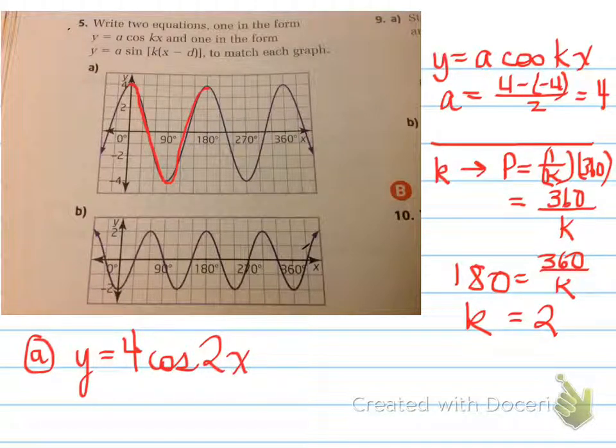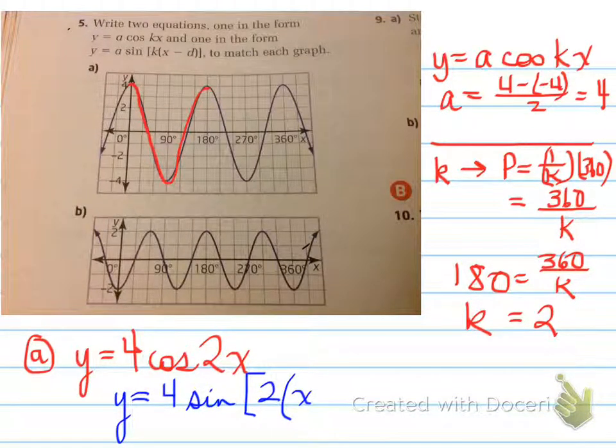What about the sine equation? Well, the sine equation is going to be 4 sine 2 bracket, so the a value stays the same and the k value stays the same. The only difference is the phase shift. So we have to be able to trace a sine curve. There is one sine curve traced, and it is traced in green.